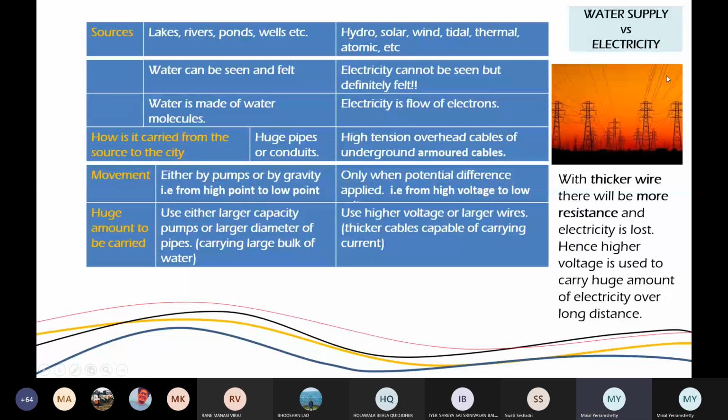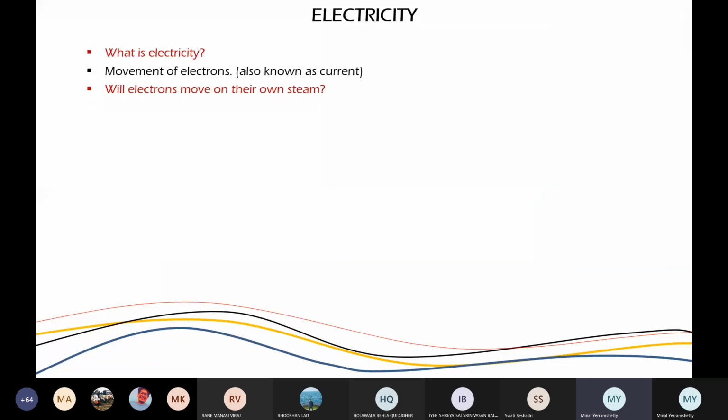So let's go one by one. As I said, there is a lag. I've already changed the slide.